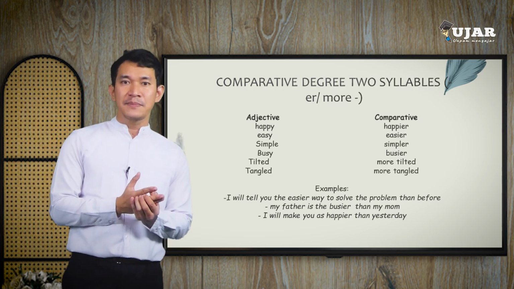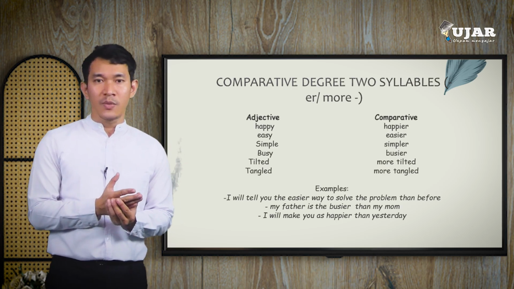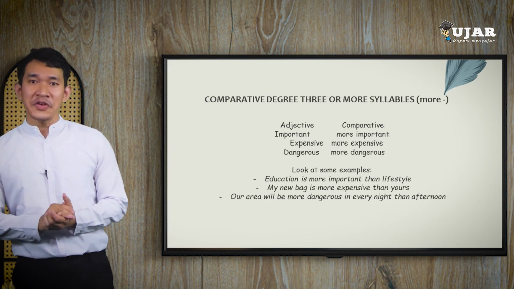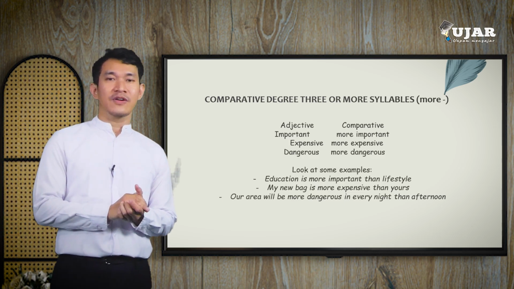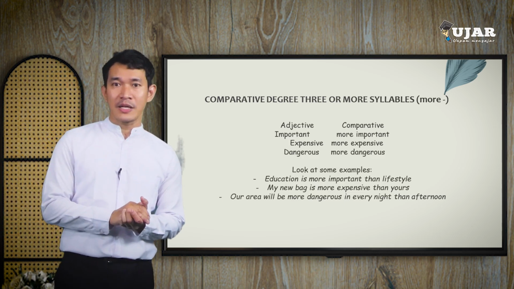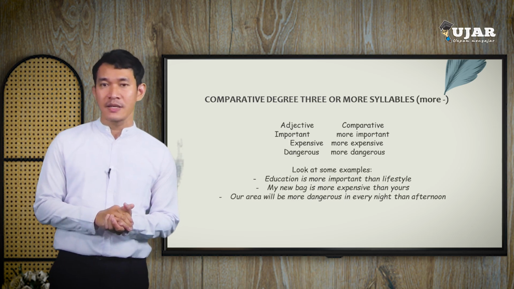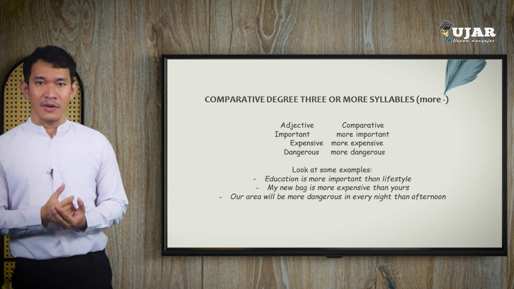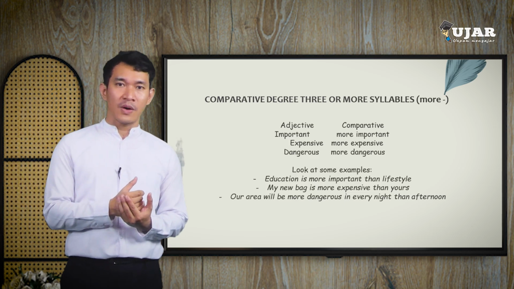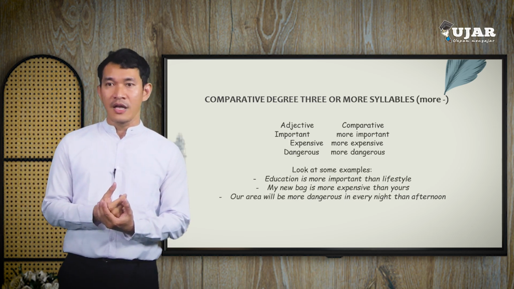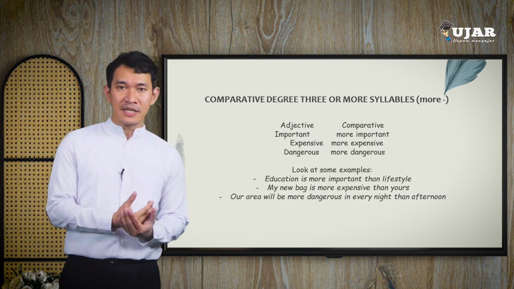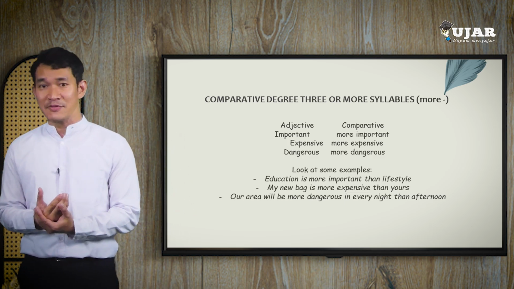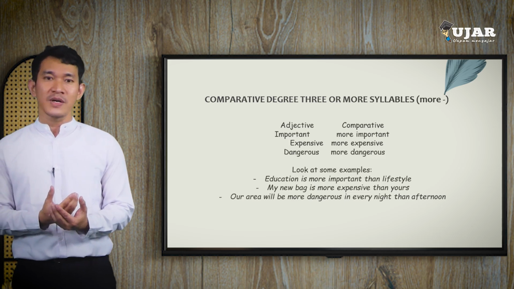My father is busier than my mom. I will make you happier than yesterday. Well, let's continue to the next type of comparative degree. It is the comparative degree of three or more syllables, with "more". Adjectives with three or more syllables form the comparative by putting "more" in front of the adjective. For example: important becomes more important, expensive becomes more expensive, dangerous becomes more dangerous.